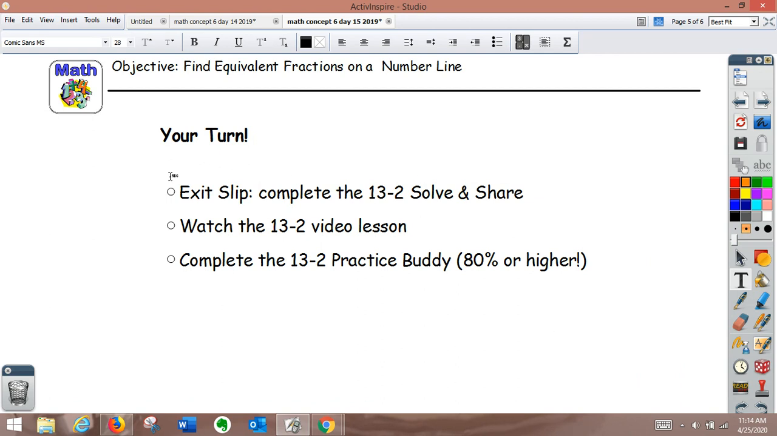Your turn. Exit slip. Complete the 13-2 solve and share. Make sure you use that text box to type in your answers so it's nice and clear. Watch the 13-2 video. You can watch this video again, pause them both anytime to work out the problems on your own, and then complete the 13-2 practice buddy. 80% or higher is our goal.